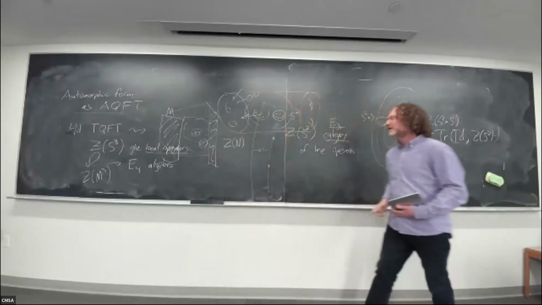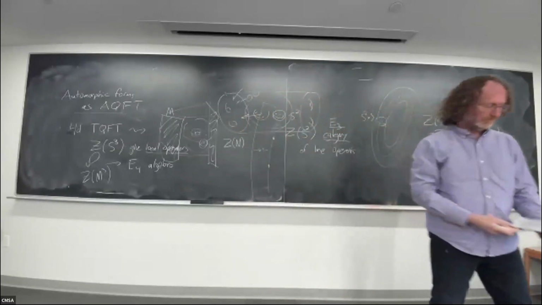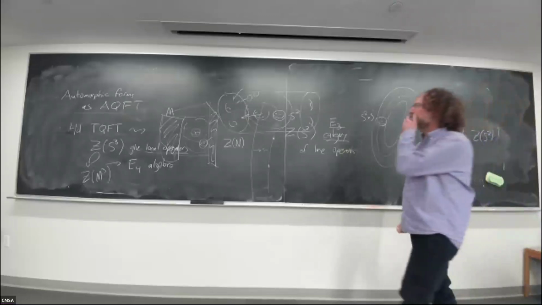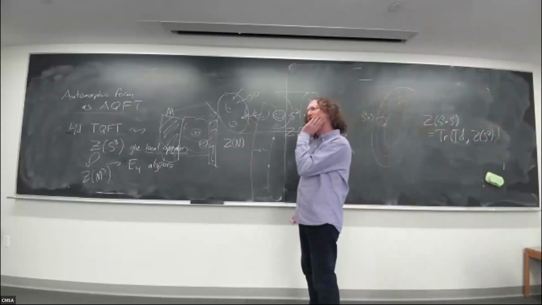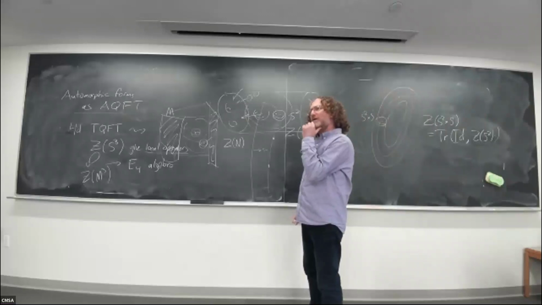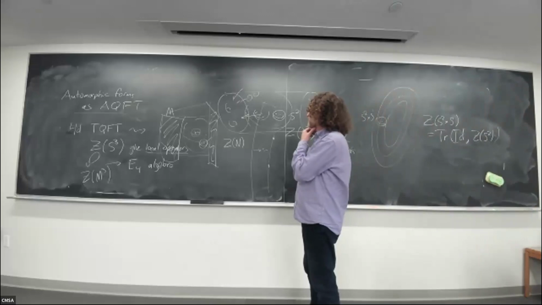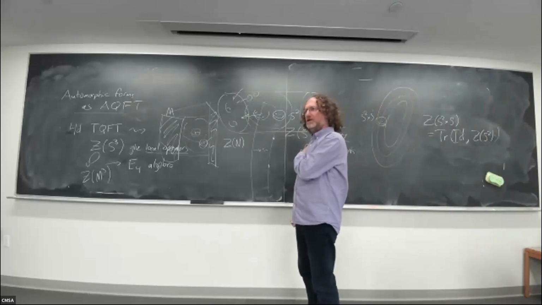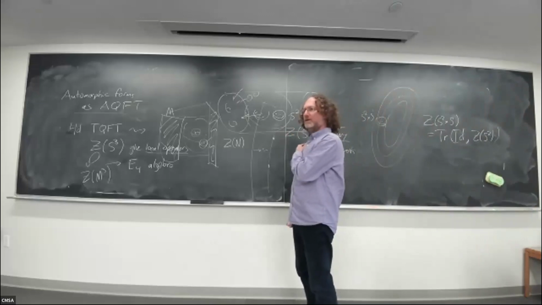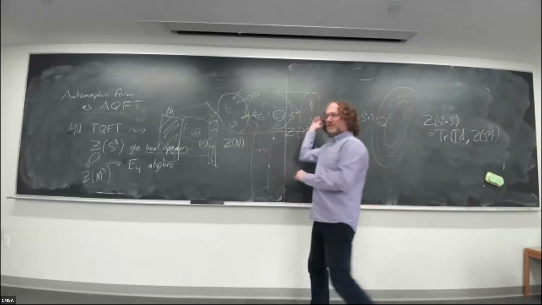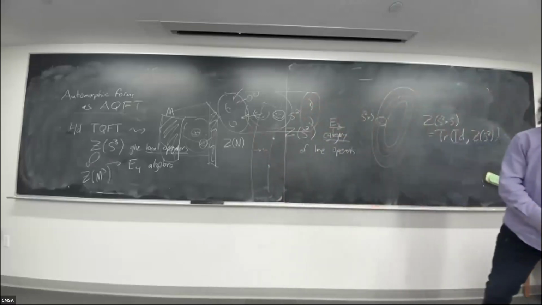Let me try to understand the picture. So the lines that are acting on Z of N are coming in from the bulk. Right? You could also have lines that stretch across. Yeah, there's lots of pictures, but you're not doing that. I'm not doing that. That's something else that maybe I'll do. I did that last time. This is not that.